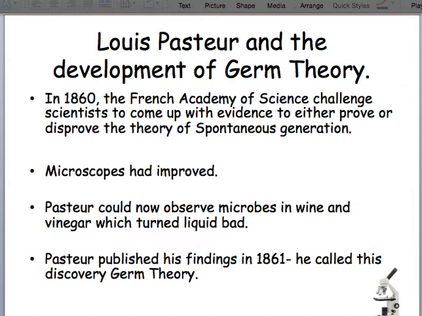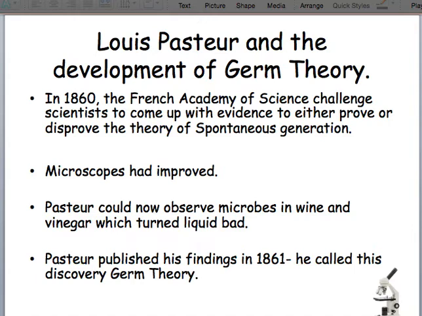Pasteur published the results of experiments in 1861, and he called his discovery germ theory. So that is a key date, 1861, the discovery of germ theory. So that sentence there, Pasteur published his findings in 1861, he called his discovery germ theory, is really a key sentence which I would recommend that you write down. You really need to know this. Any question about germ theory, you're going to need the date, and you're going to need to know about Louis Pasteur. Okay.